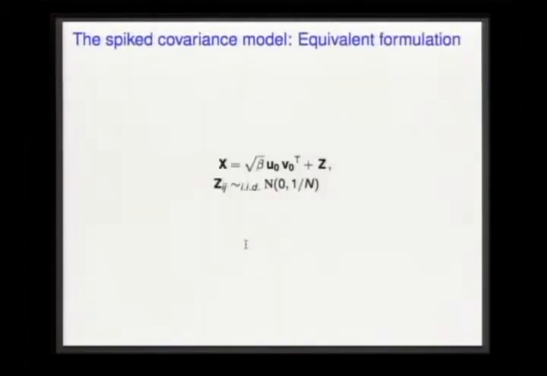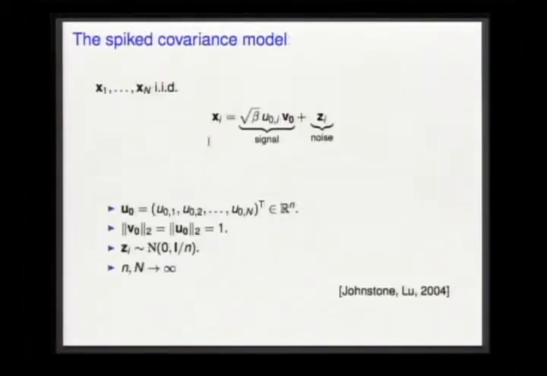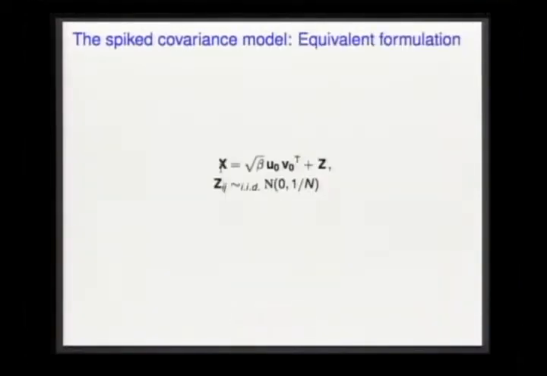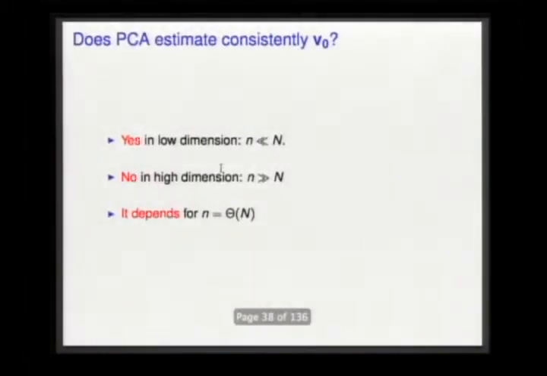This can be written, again, in matrix notation rather than having all these vectors x1 up to xN. We can write the whole model as a matrix problem. So capital X here is a matrix of size capital N by small n. Capital N is the number of observations, and small n is the dimensionality of the data. The goal here is to recover the vector V0, or to find a vector V that has a non-zero inner product with V0. So we want to be as close as possible to V0. In some cases it's possible, in some cases it's not.